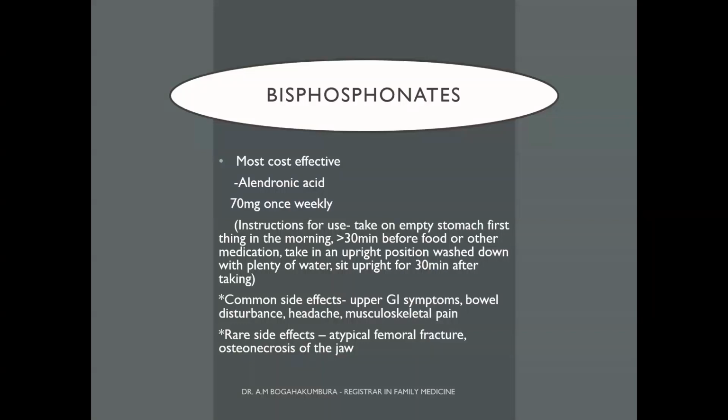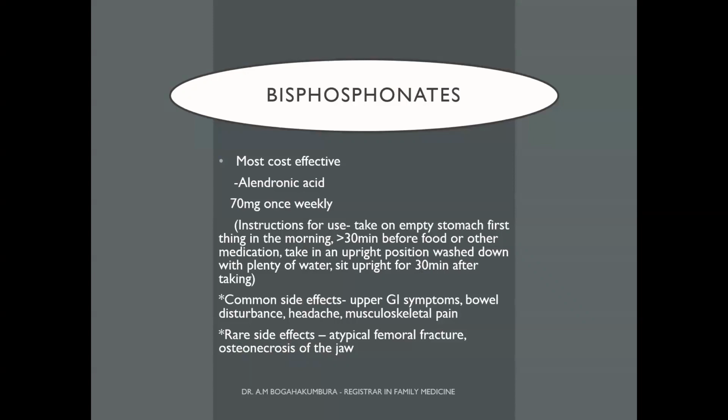About the bisphosphonates, bisphosphonates are the most cost-effective drug for osteoporosis. Commonly, we use alendronate. It is an oral preparation. We give it 70 mg once weekly. The instructions for use are to take on an empty stomach first thing in the morning and more than 30 minutes before food or any other medication.